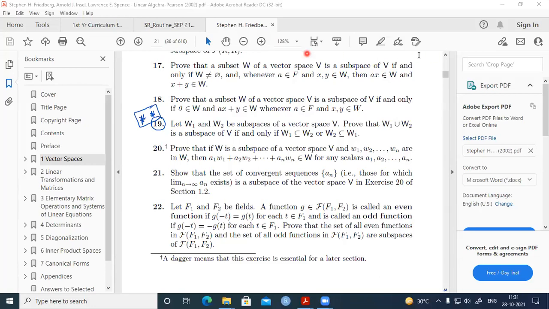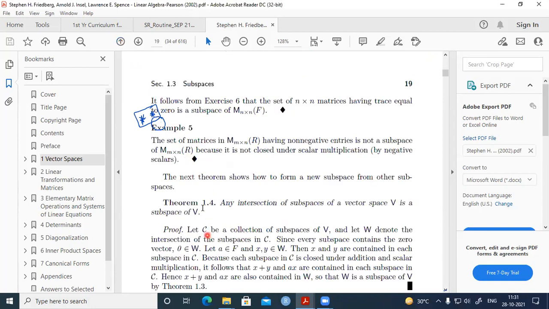If you go back to this page number 19, you will see that in theorem 1.4, it is written that any intersection of subspaces of a vector space V is a subspace of V. Any intersection of subspaces of a vector space V is a subspace of V. What do you mean by this particular statement?